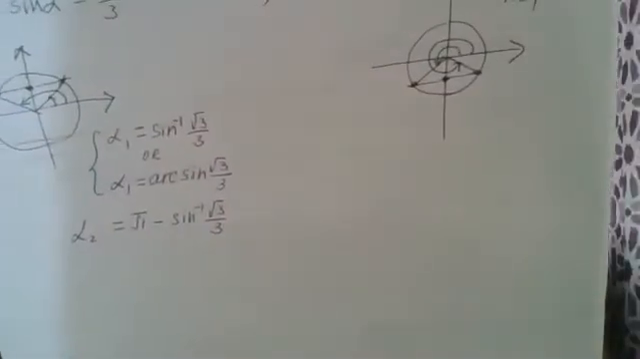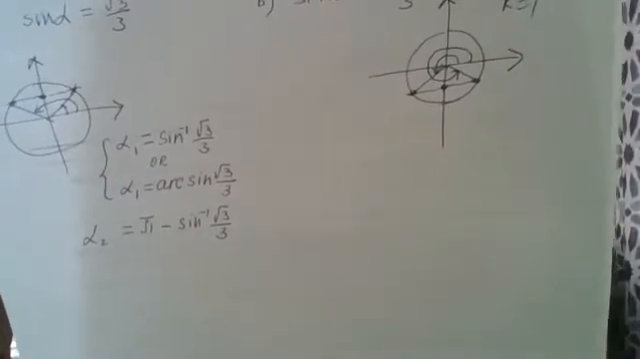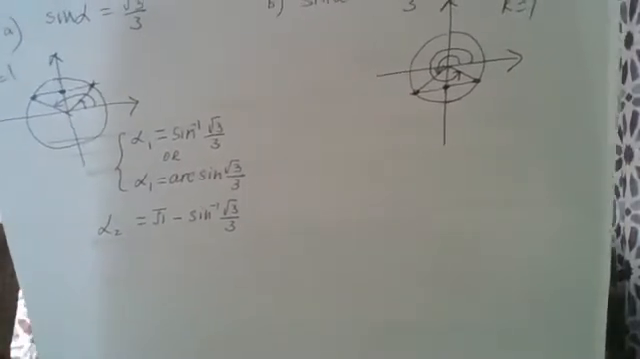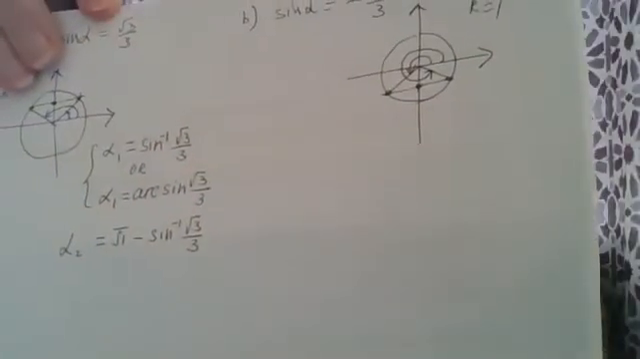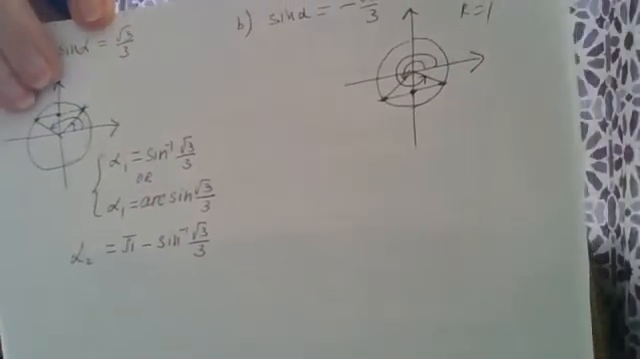Now I can find this second value, which is alpha 2, and alpha 2 will be pi minus arc sine of that number. This is the second value, because if you look at the angle from the second quadrant, this is alpha 2.